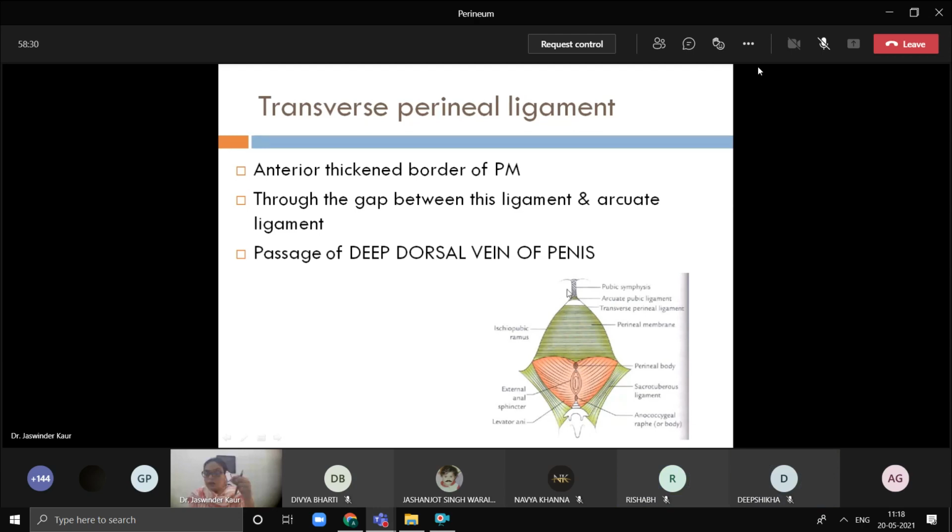So this one is the base, this is the apex. So there is thickening of the apex. So this forms the transverse perineal ligament. Then this is the arcuate pubic ligament that stretches between the two inferior borders of the pubic symphysis. So because there is thickening of the apex, this apex becomes flat. So between the arcuate pubic ligament and the transverse perineal ligament there is present a gap. Through that gap is the passage of deep dorsal vein of the penis.